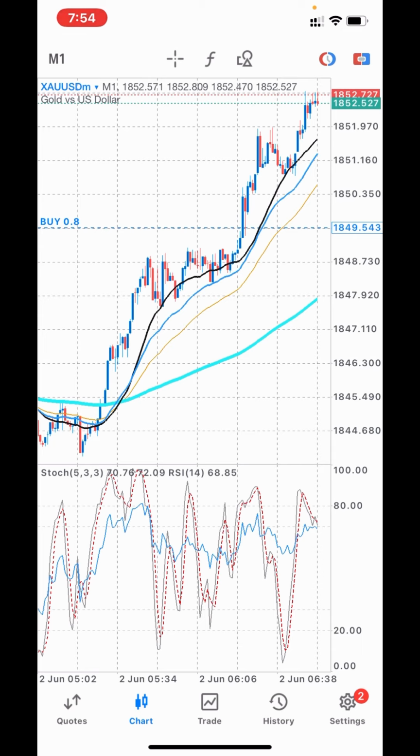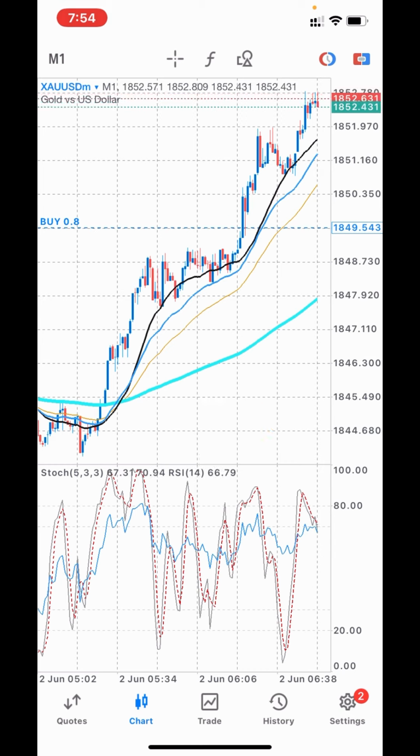Now if you check my chart, you would see I have moving averages. I have like 4 moving averages on that chart: the green, orange, blue, and black. Now the green one is the 200 moving average, exponential 200 moving average. It's on the 1 minute time frame.